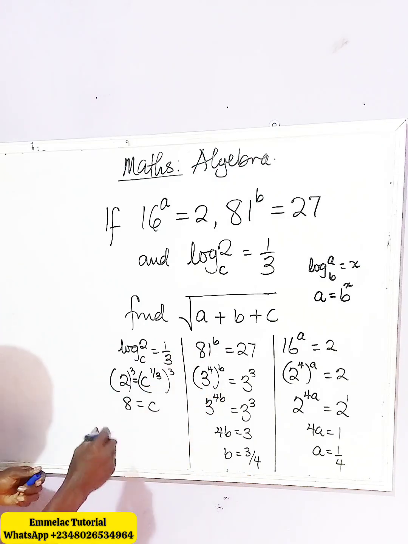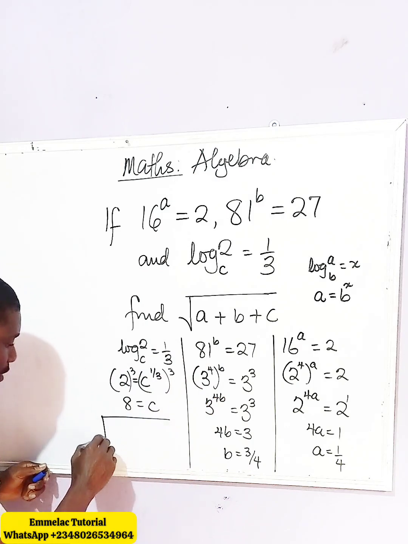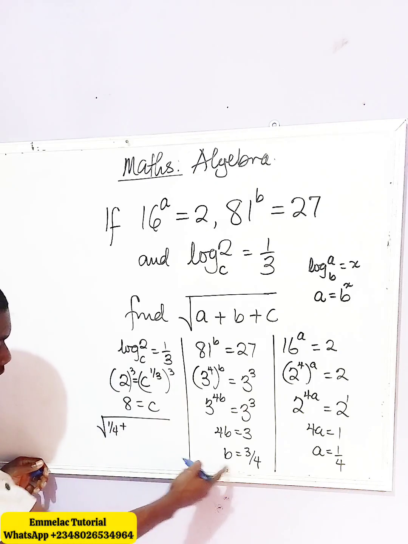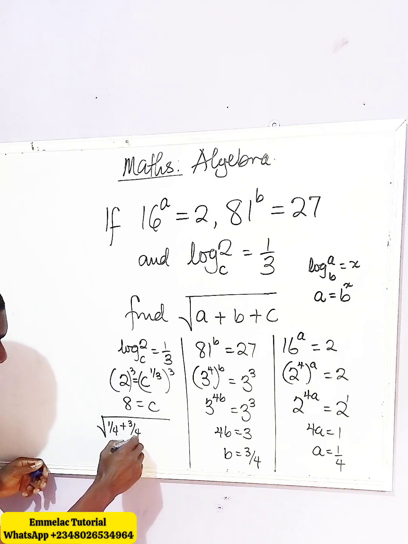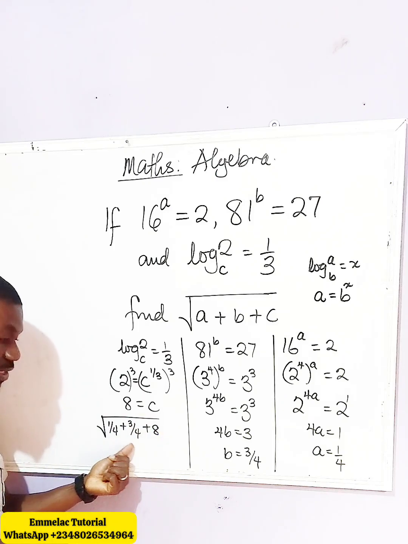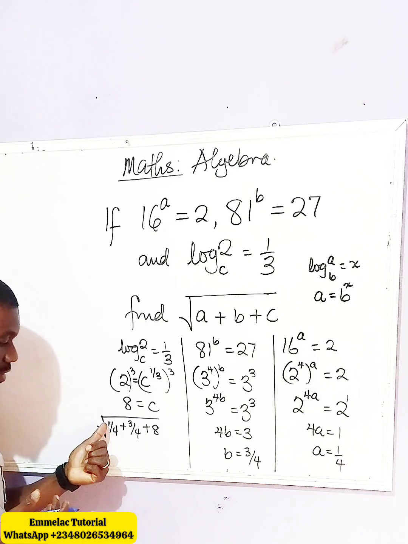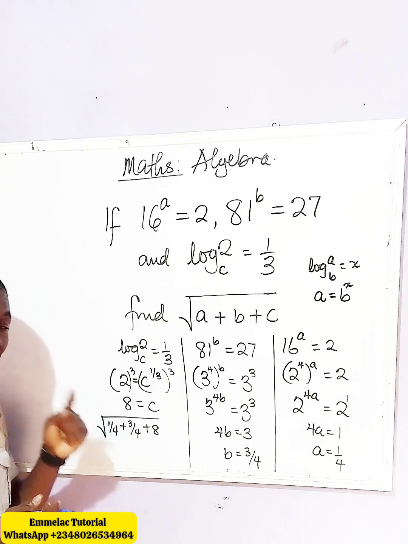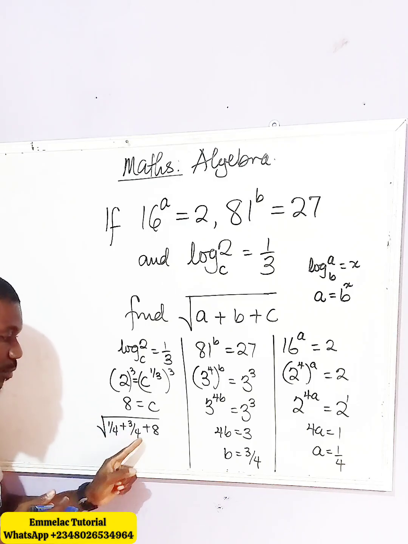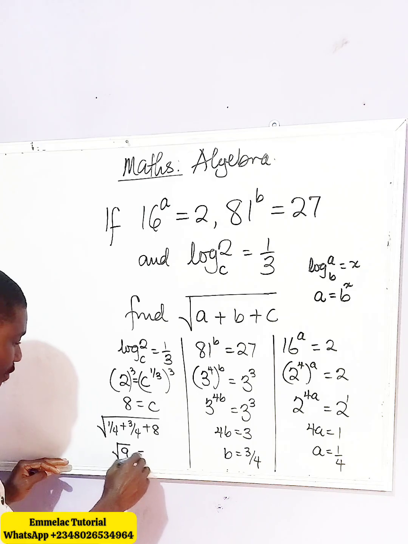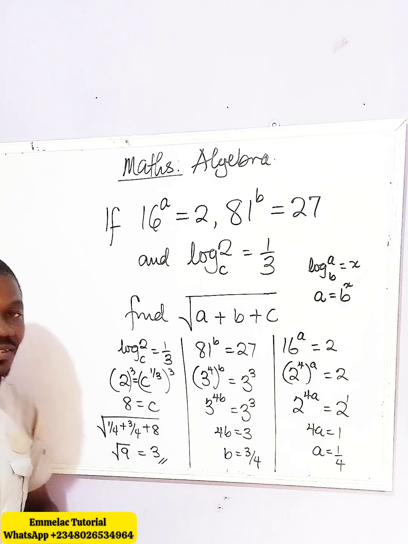So let us do that here. For brevity of space, our a is 1 over 4, then plus our b is 3 over 4, and plus here you have 8. So if we sum this together, since we have the same denominator, we get 1 plus 3, that will give us 4. Then 4 divided by 4, that will give us 1. And 1 plus 8 will give us 9. So we have the square root of 9, giving us 3 as the final answer.